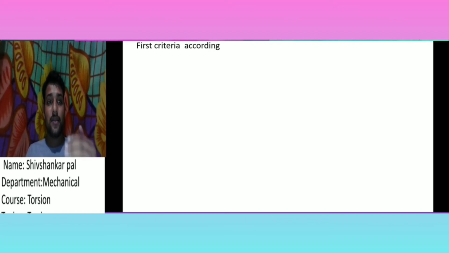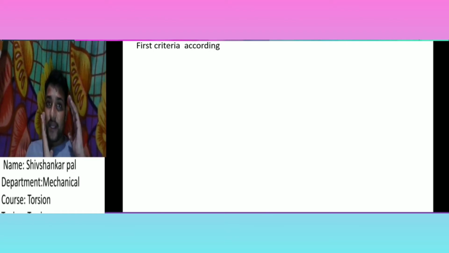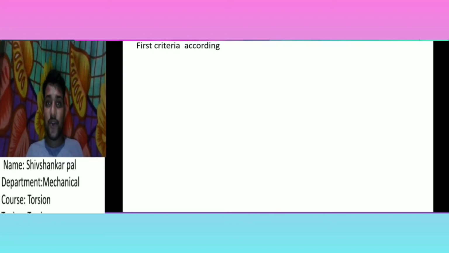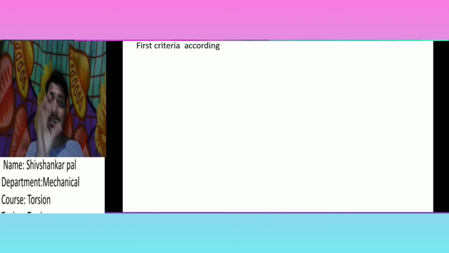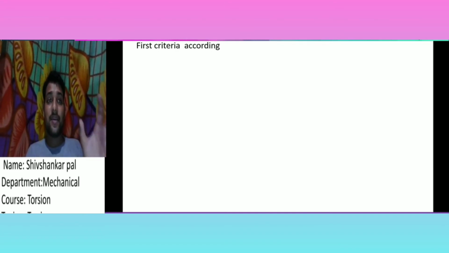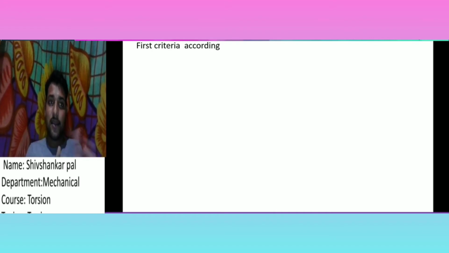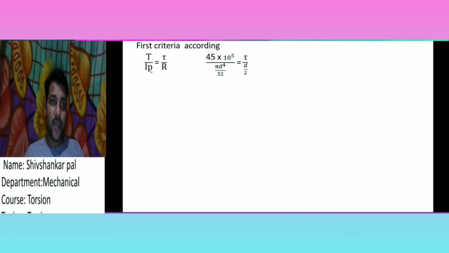And the diameter obtained through the strength criteria, put it in the stiffness equation, then find out the theta. When this theta value increases beyond the given theta of 1 degree, then do not take that shaft diameter. So in this session, the next step is to check whose diameter is to be taken to design the shaft. So our first criteria, tau by IP, tau by R.